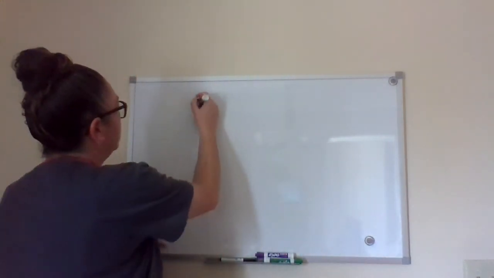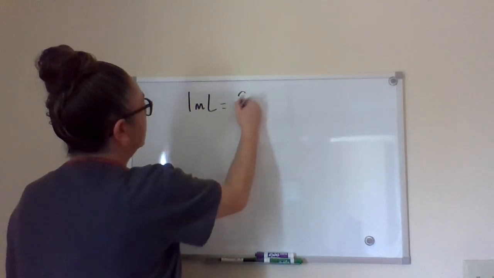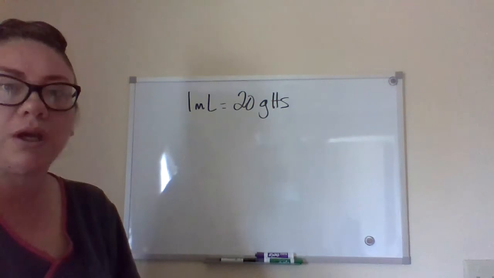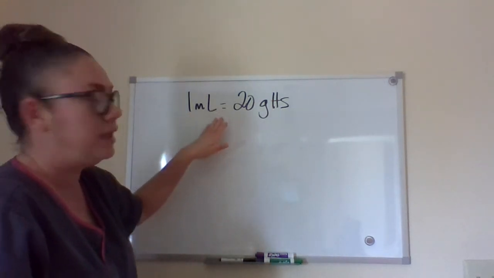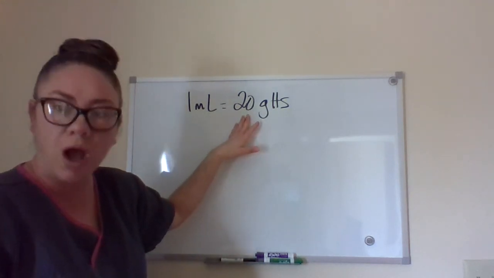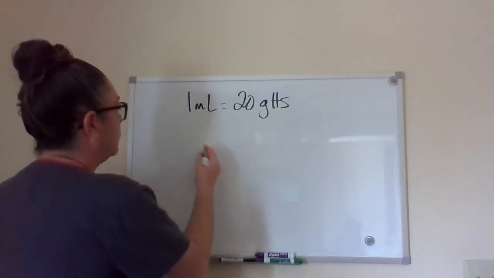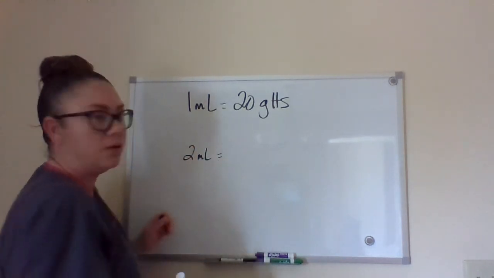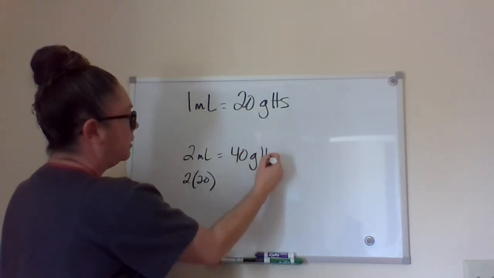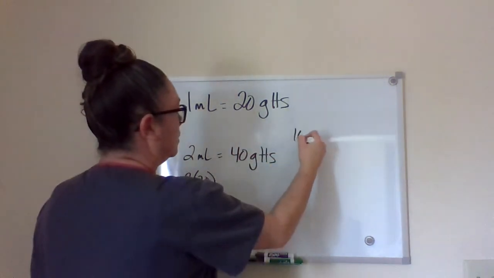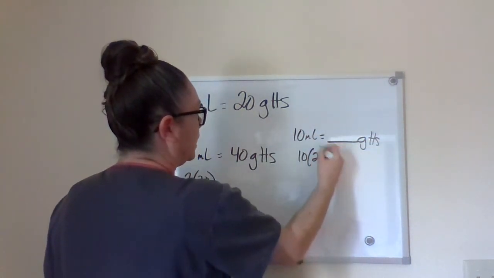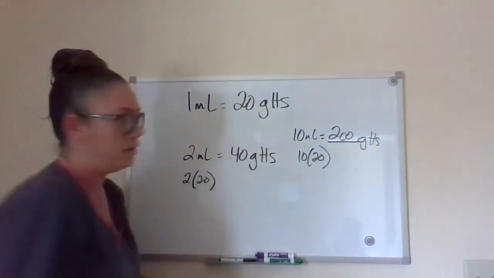Another thing that we need to talk about, and this one's kind of hard to find on your unit conversion sheet: for every 1 milliliter of solution, it contains 20 drops. So if I have 2 milliliters, I'm going to take 2 times 20, and that gives me 40 drops. 10 milliliters is how many drops? 10 times 20, we get 200.